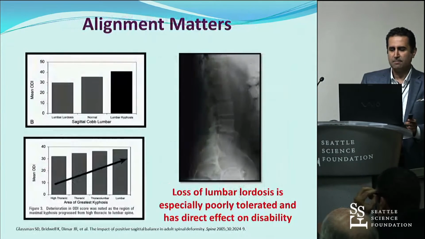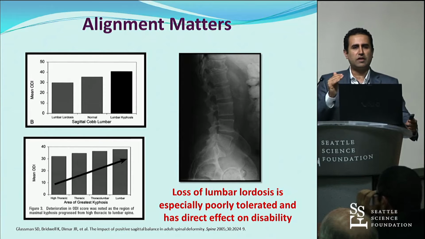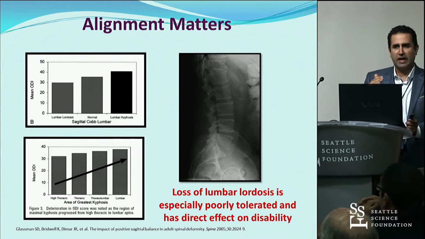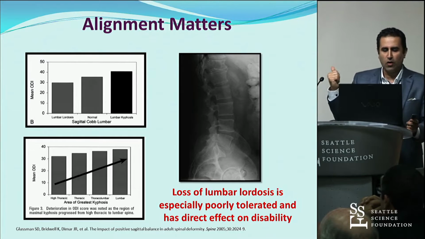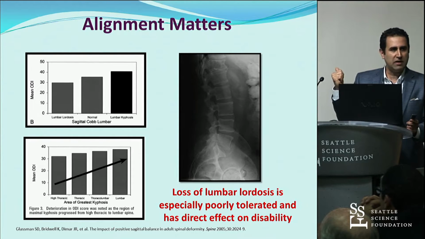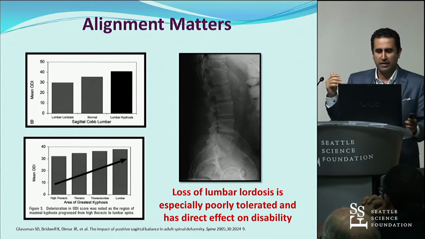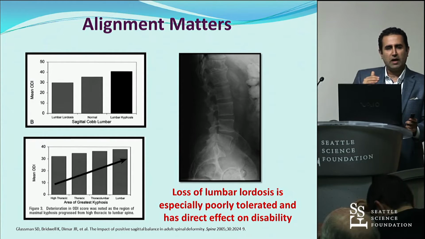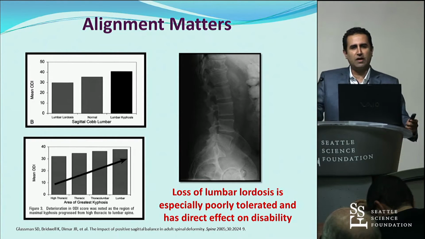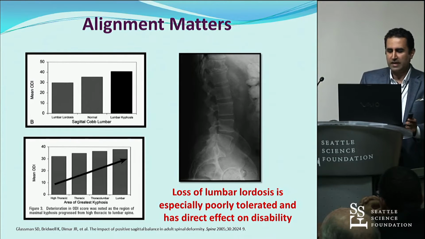There is that data. We also know that loss of lumbar lordosis is also related to our indicators, such as our mean ODI, and other parameters such as visual analog scale and so on. And as our kyphosis increases in the spine from the high thoracic area to the lumbar lordosis, we see an increase in the disability index as well.